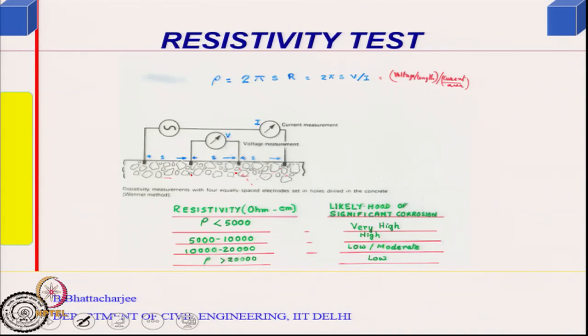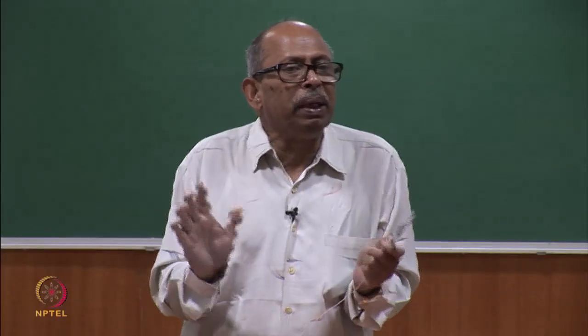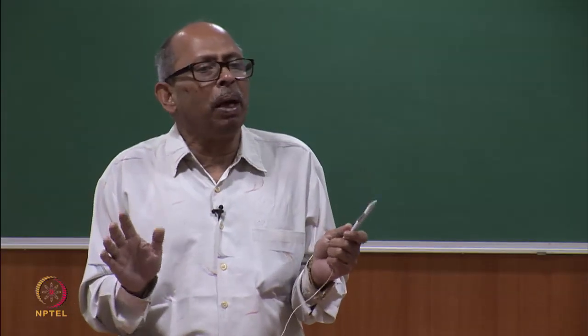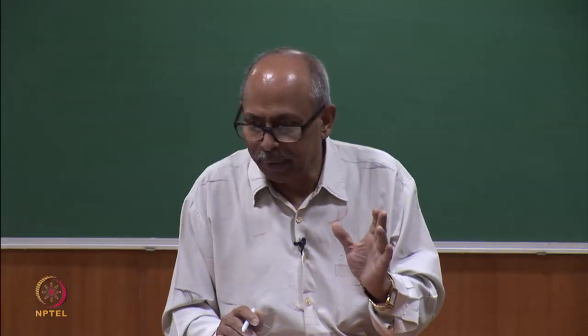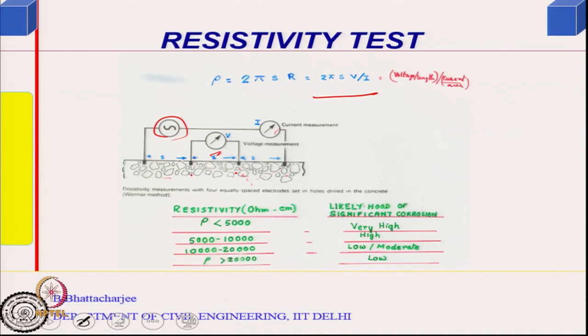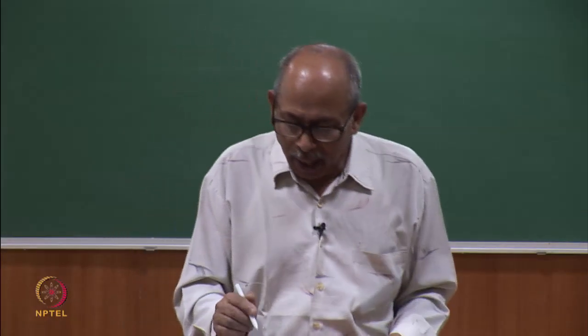What you do is pass an alternating current through the outer probes and measure the voltage in the inner ones. The instrument is automatic, you do not have to do much, and it will tell you the resistivity of concrete. The formula is: resistivity equals 2 pi S, where S is the spacing, times V by I. V is the measured voltage across these two, I is the current that you have passed. You can derive this, but in this class I am not interested in deriving it.